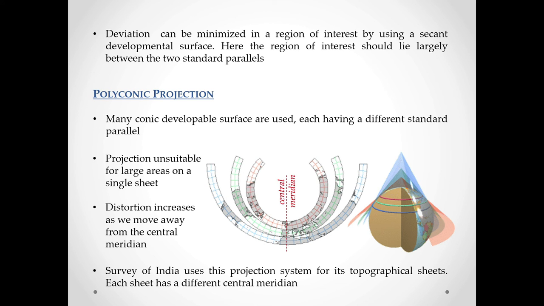Polyconic projection, mainly conic developable surfaces are used, each having different standard parallels. The projection is unsuitable for large areas on a single sheet. Distortion increases as you move away from the central meridian. Survey of India uses this projection system for its topographical sheets. Each sheet has a different central meridian.